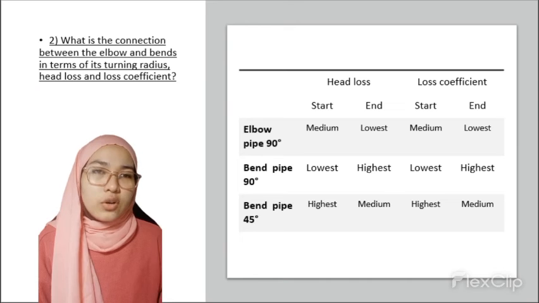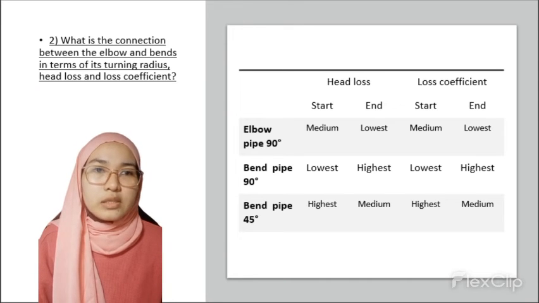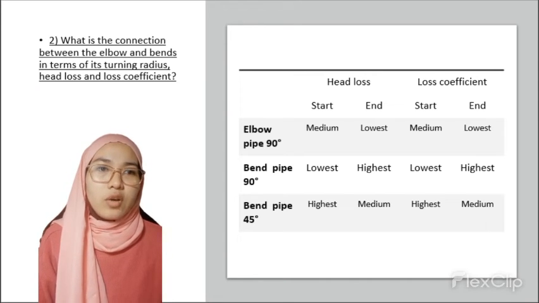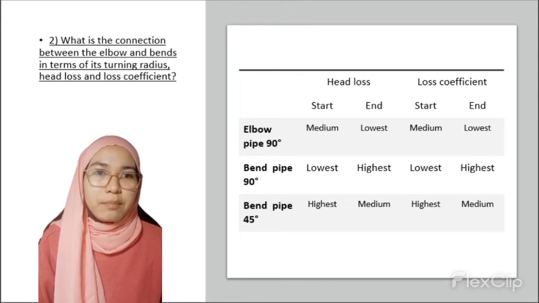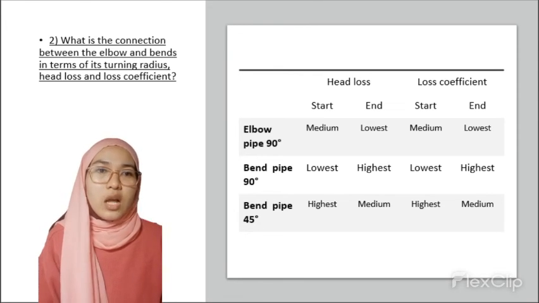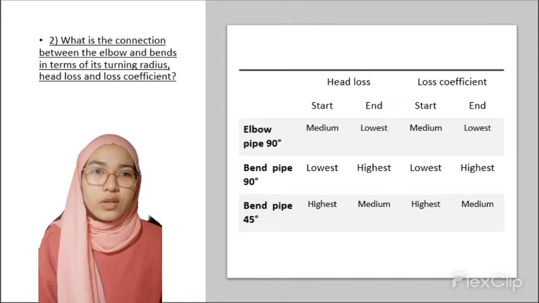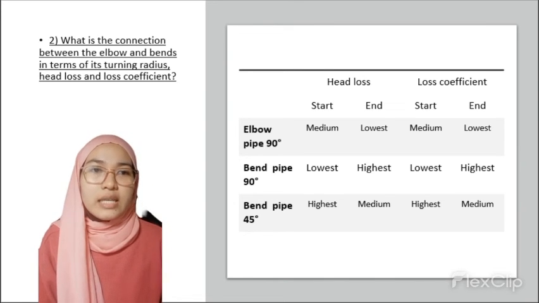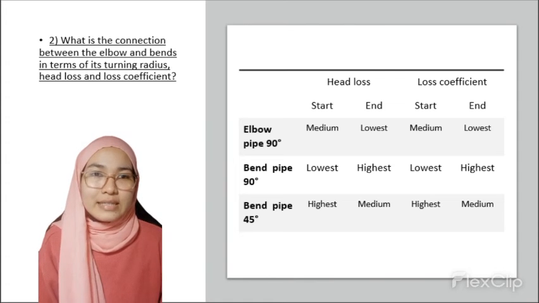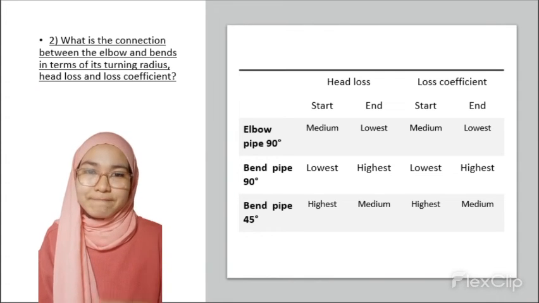For the loss coefficient, at the lowest volumetric flow, the bend pipe of 45 degree still has the highest value, followed by the elbow pipe of 90 degree and the bend pipe of 90 degree. Whilst at the highest volumetric flow, the loss coefficient is higher than that in an elbow pipe at 90 degree and lower than the bend pipe of 90 degree.